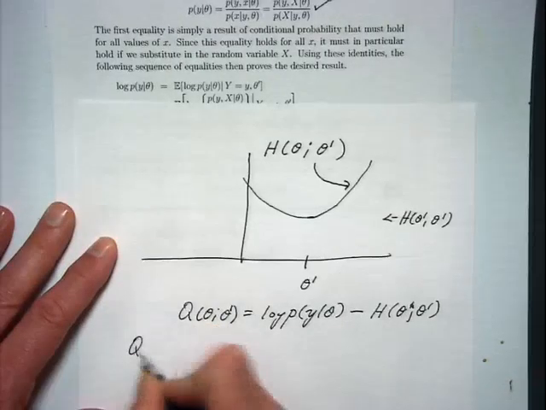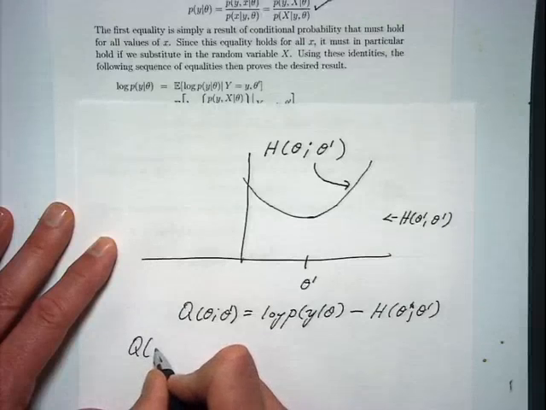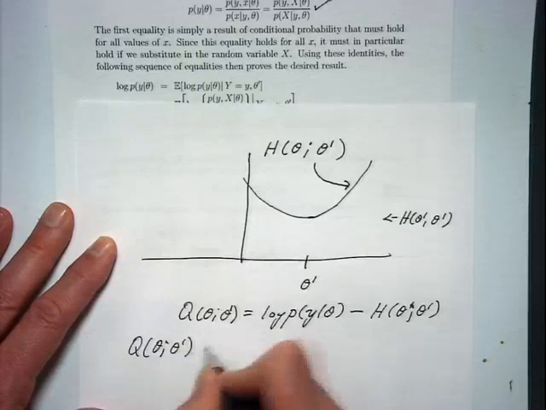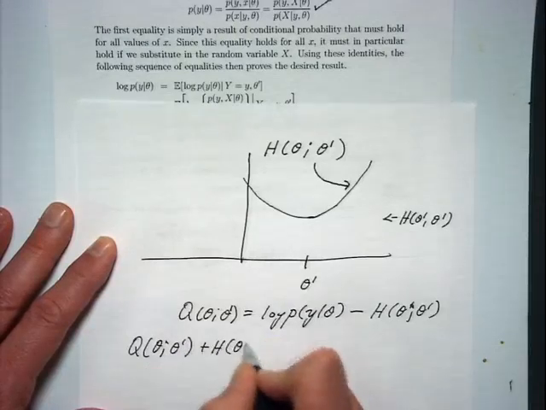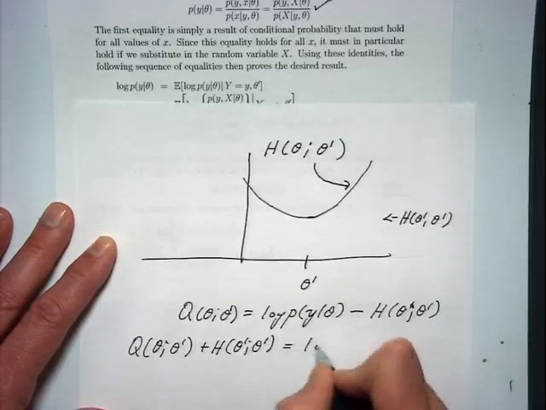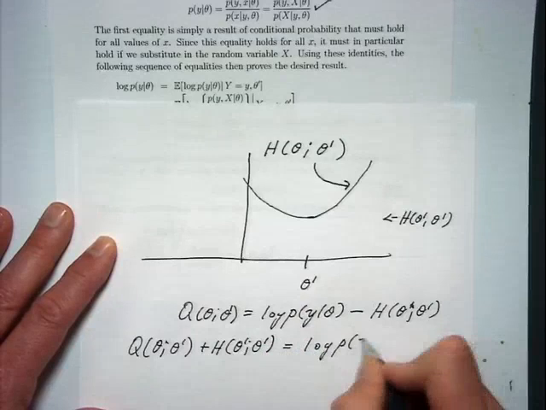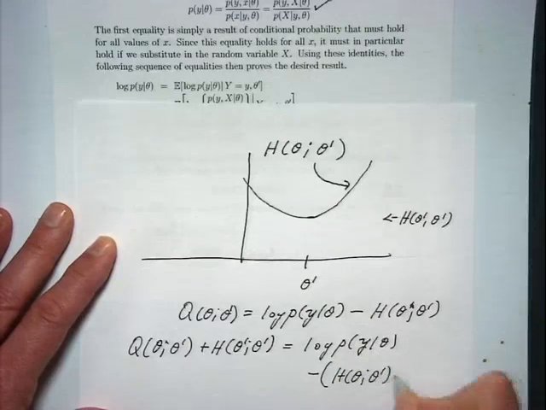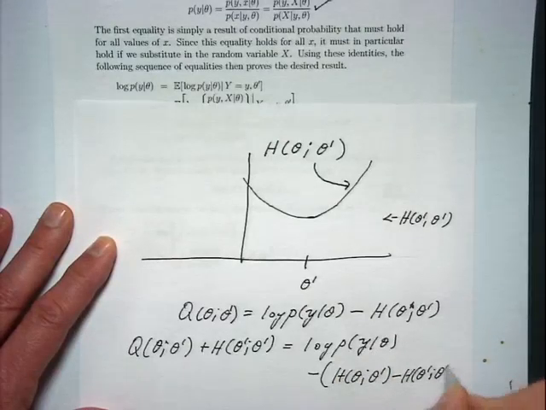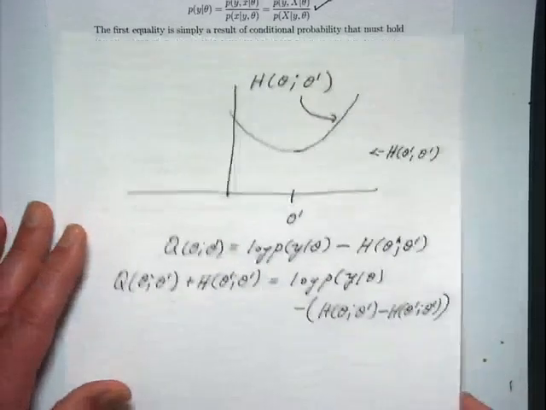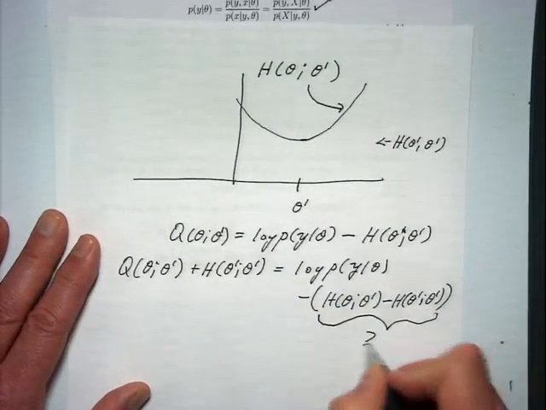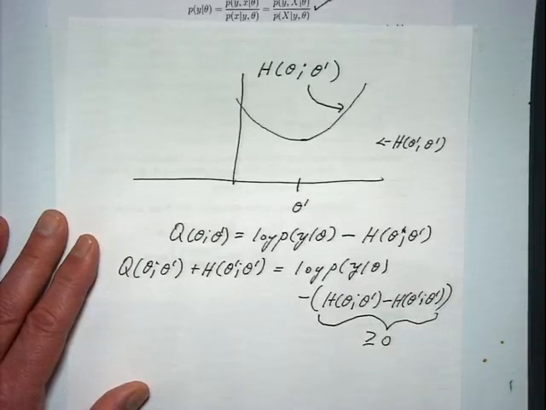if I add to q of theta prime plus h of theta prime, this is going to be equal to log of p of y given theta minus h of theta prime plus h of theta prime. Okay, that's probably as clear as mud, but the bottom line is this thing here is always greater than zero. And this is the log likelihood.